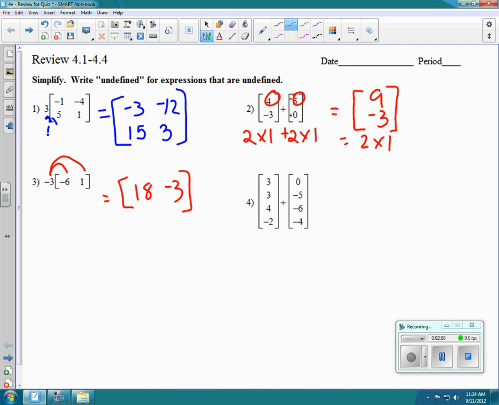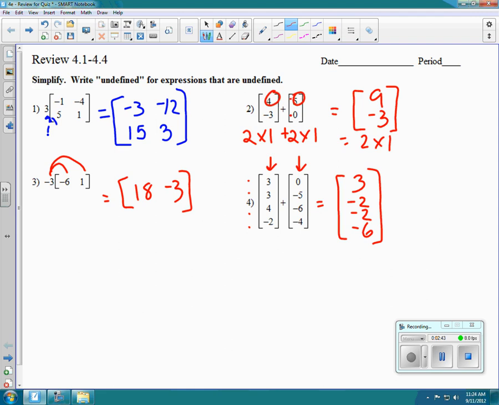For number 4, it's an example of addition again. I'm going to check the sizes. We have a 4 by 1, 1, 2, 3, 4, and 1 column. And the same for the other, 1, 2, 3, 4, and 1 column. As long as that's true, we can go ahead and add the same entries in all the same places. So 3 plus 0 is 3. 3 plus -5 is -2. 4 plus -6 is -2. -2 plus -4 is -6.